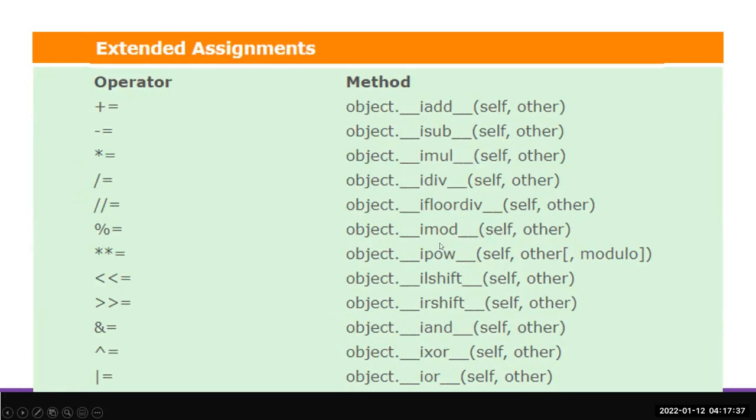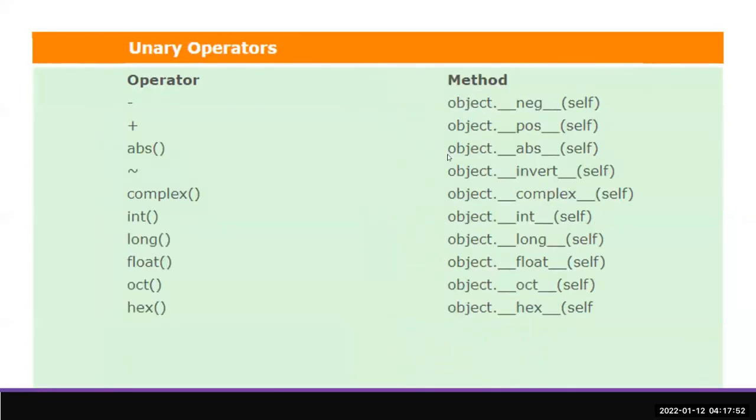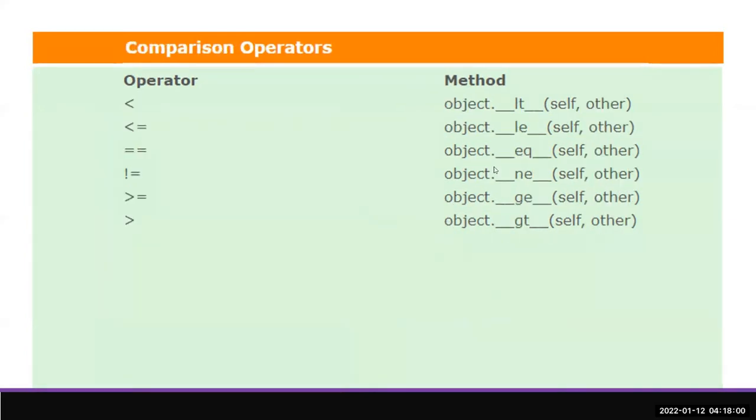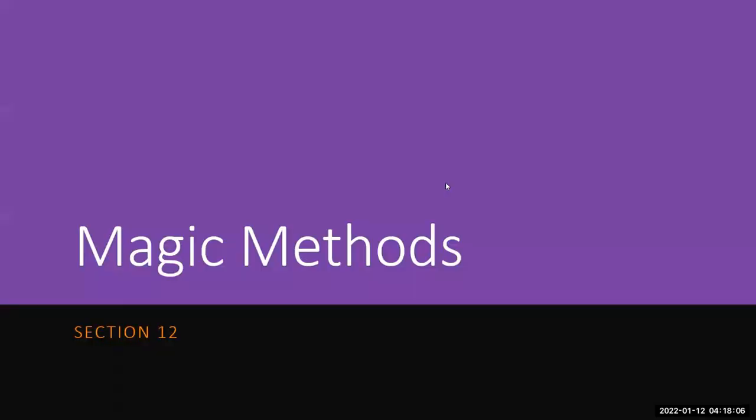I don't go into the details. There is also the augmented assignment. Every one of the augmented assignments has an I in front of it, for incremental, so the I functions. And here we can change the negation, positive, absolute value, invert, complex. They are different functions as well. Comparators: equal is one of the comparison operators.